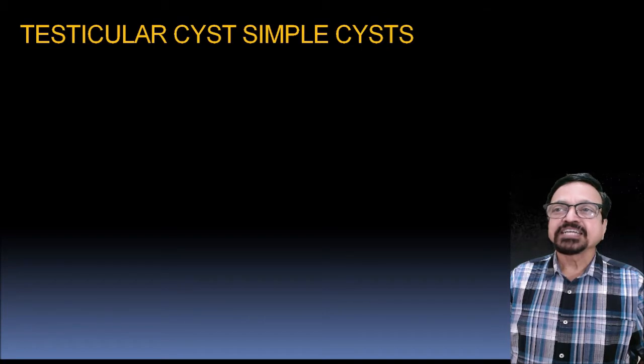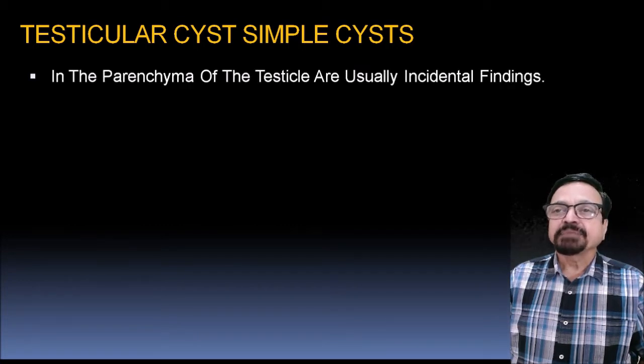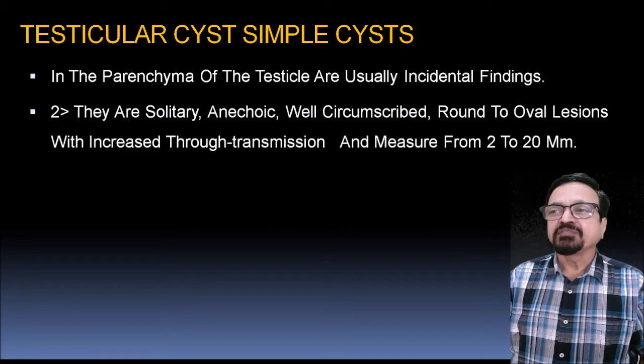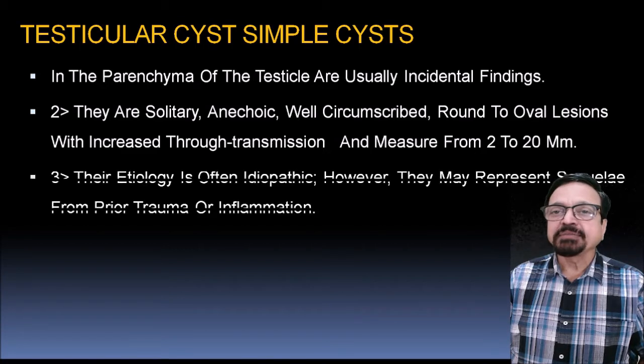Now, testicular cyst, let us go first to the simple testicular cyst. Those in the parenchyma of the testicle are usually incidental findings. They do not cause any symptoms, so they are found during examination in an asymptomatic patient. Number 2, they are solitary, anechoic, well circumscribed, round or oval lesions with increased through transmission of the sound beam, and measure from 2 to 20 millimeters.